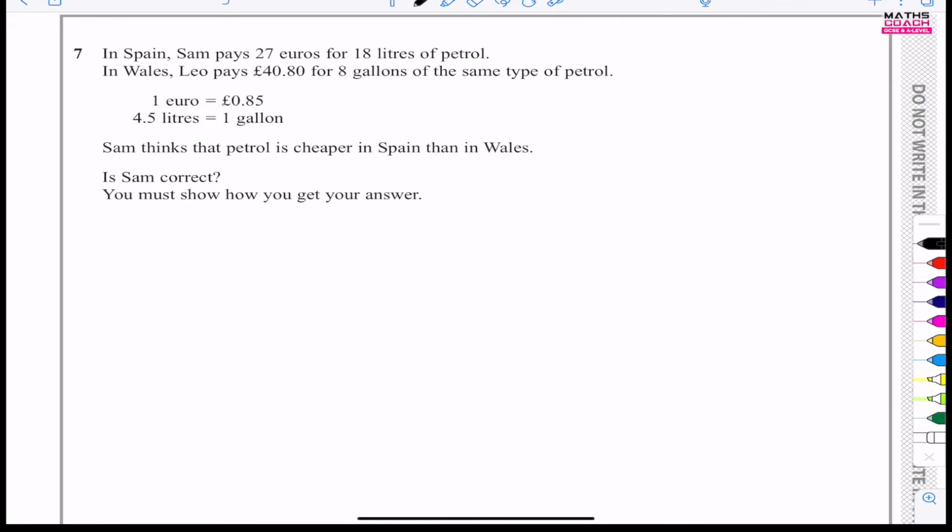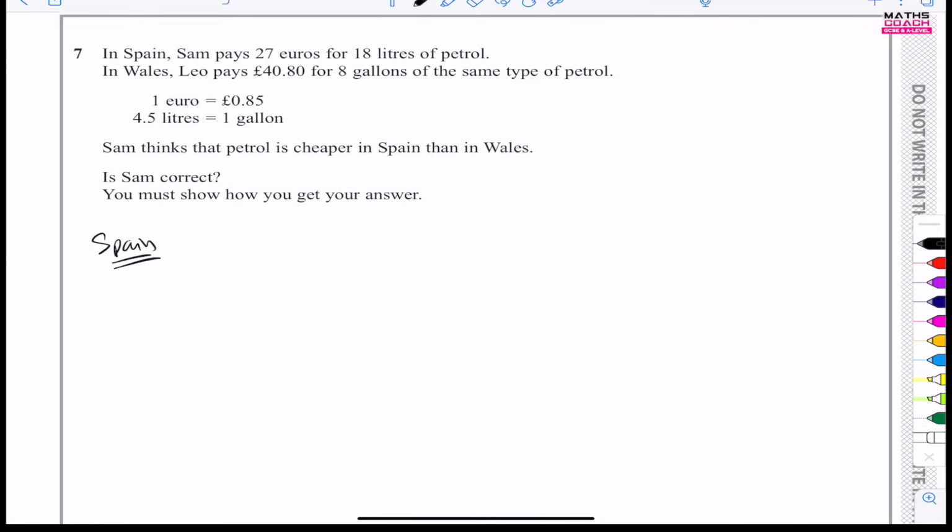In Wales, Leo pays £40.80 for 8 gallons of the same type of petrol. And we're being given the conversion for euros to pounds and litres to gallons. Now, Sam thinks that petrol is cheaper in Spain than in Wales. Is he correct? Now, there's various ways that you can do this. I am going to make everything in litres and everything in pounds. So let's start with Spain first.